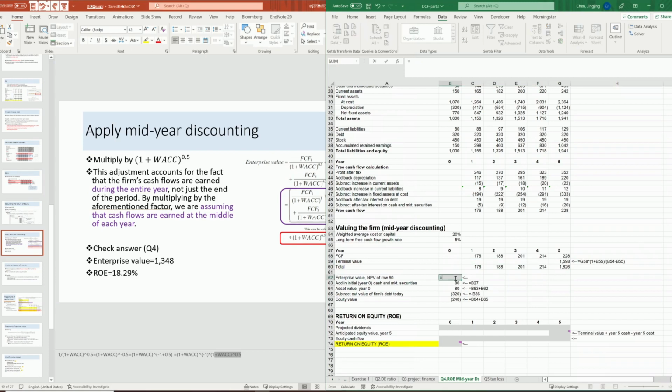So I'll be doing the NPV calculation here, and the rate should be the WACC value. The cash flows are from C here all the way to the last year, and times 1 plus the WACC raised to the power of 0.5. All right, so that will be the adjustment for mid-year discounting. If we do not adjust it, let's see what the value is.